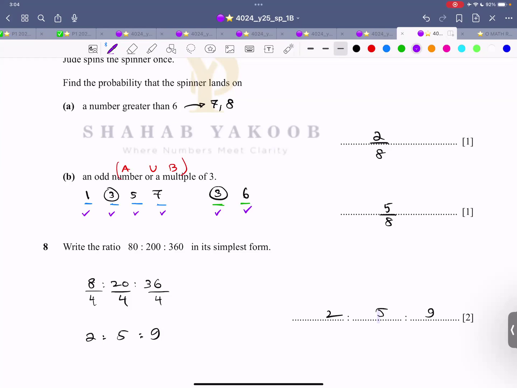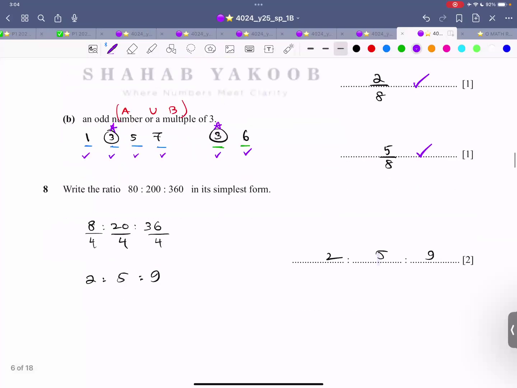So how many are there? That is 5 of them. Altogether there are 6, but this one is the common one, so it is counted once. That is 5 over 8.